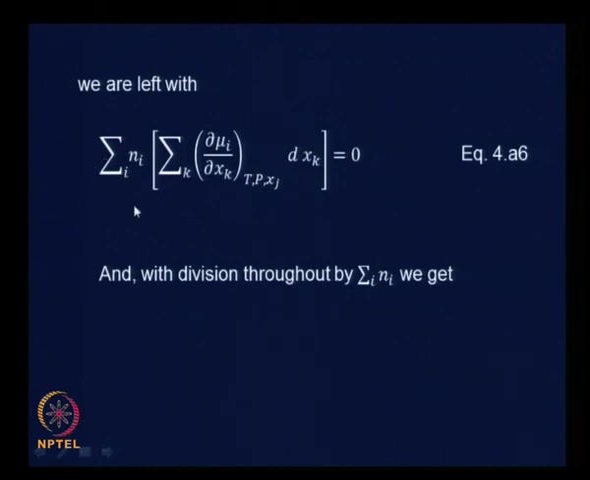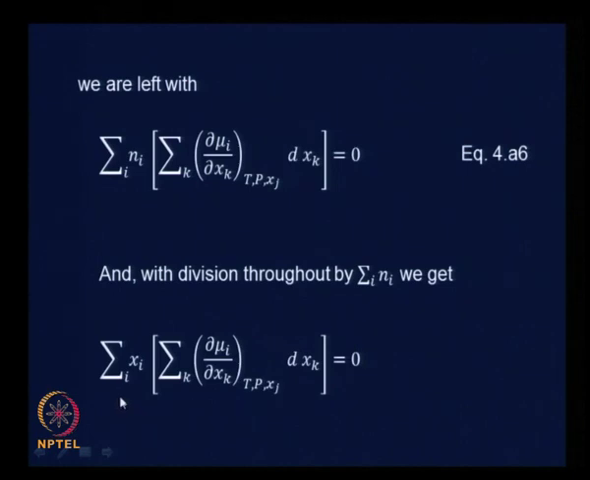With division throughout by sum over Ni, in other words, we divide the left hand side by sum over Ni and the right hand side also, it does not matter, we get sum over i of xi, since Ni over sum over Ni is nothing but xi, the definition of mole fraction, times sum over k dou mu i dou xk at constant T, p, xj, dxk equals 0. Equation 4a7. Okay. I think we need to stop here, we are out of time.